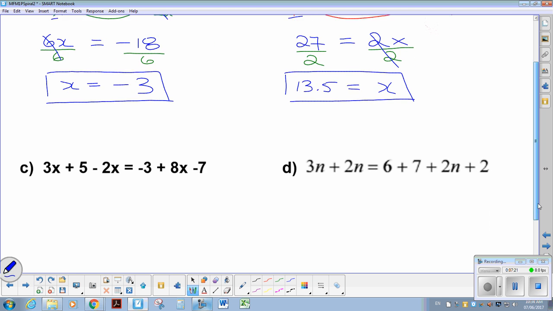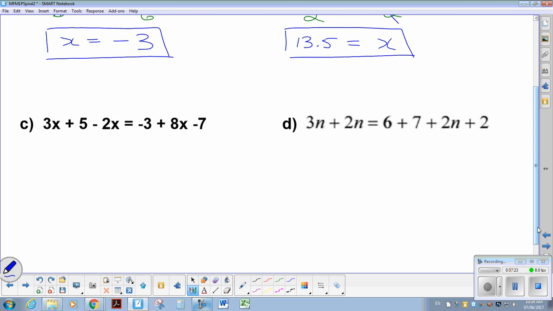All right. Now, your upper end are the hardest questions we're going to come across. With C and D, the first thing we have to do is we want to collect like terms on each side. All right? So you want to collect like terms on each side first before we do any of the solving equations.